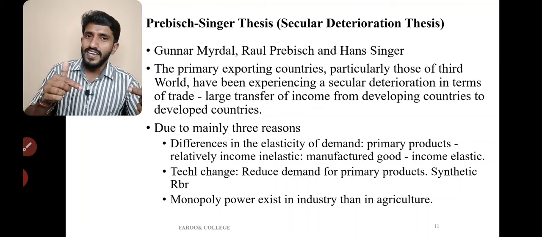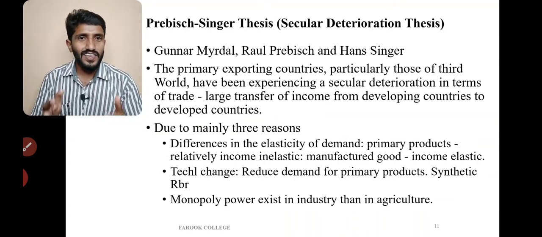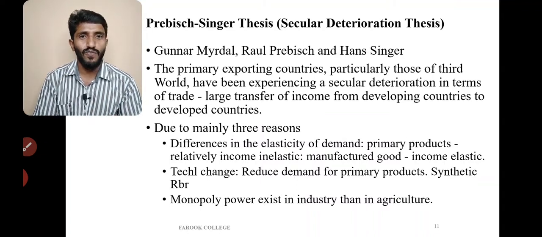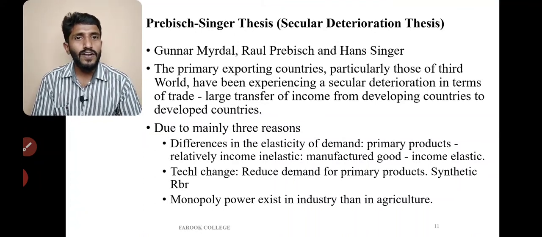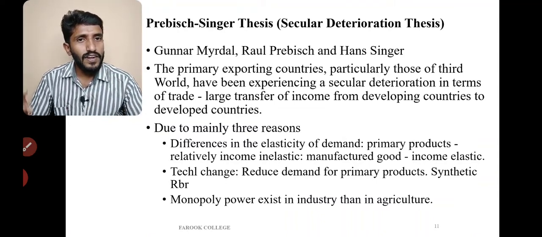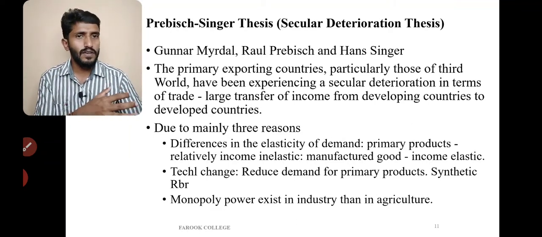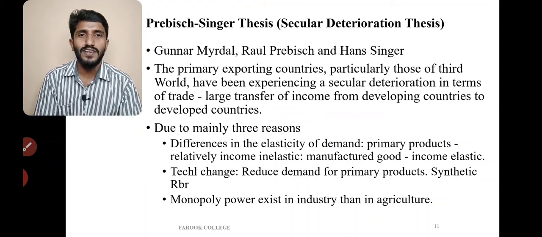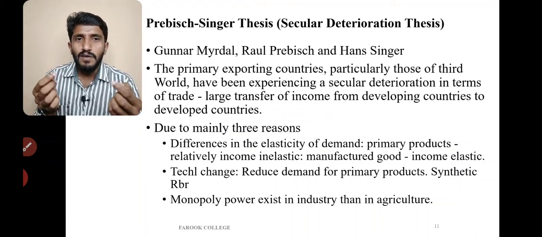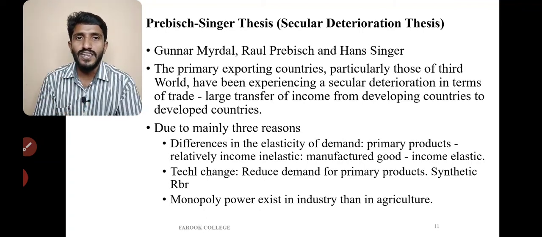So the less developed nations are exporting more primary products. If the income increases in the developed nations, they won't buy much. But in the case of manufactured goods, if our income increases, we will buy more. Suppose we have one car and our income has increased, then there is a possibility that we will buy two cars, one for domestic purposes and one for tours. So it is more income elastic. That's why there is always a possibility of more gain for the developed nations.